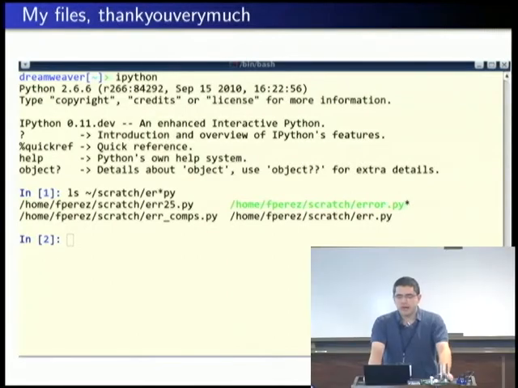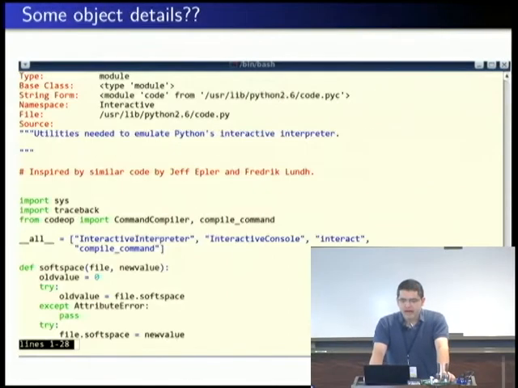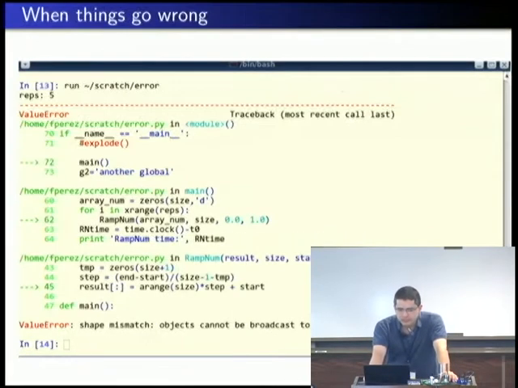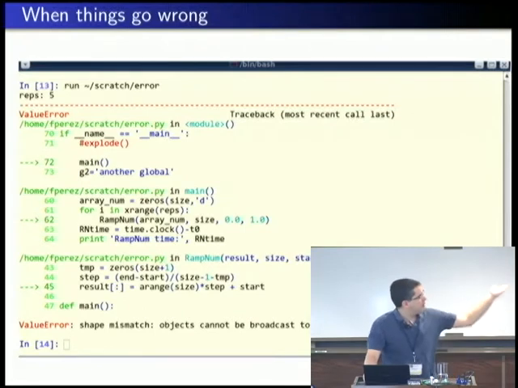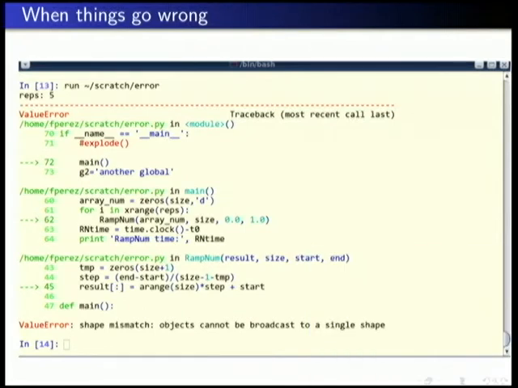So in IPython, if you type ls, you get your files. If you pass an object and ask with the question mark for information about it, it will give you all of the internals of the object, including its source code syntax highlighted. If you run a script, there's a run command which you can give a path in a syntax that is familiar to you with path completion. And then if you get an error, you get a traceback that looks like that.